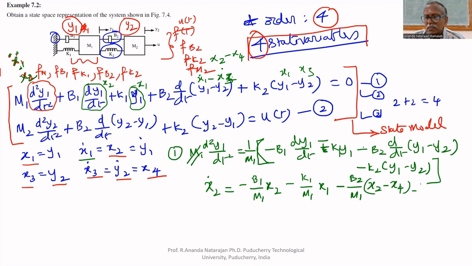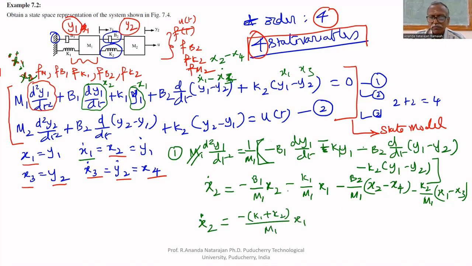Then minus k2 by m1 x1 minus x3. Y2 is x3. That's all. So we converted the first equation in terms of first order differential equation. X2 dot equal to, group all x1 together, minus (k1 plus k2) upon m1 multiplied by x1.